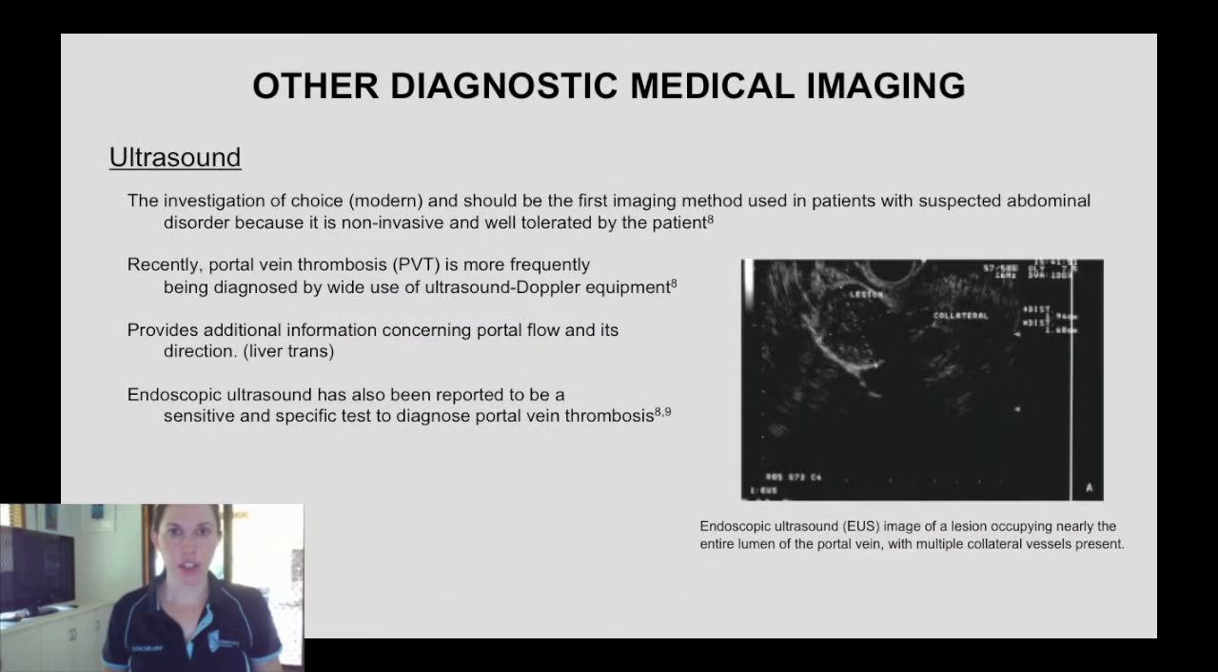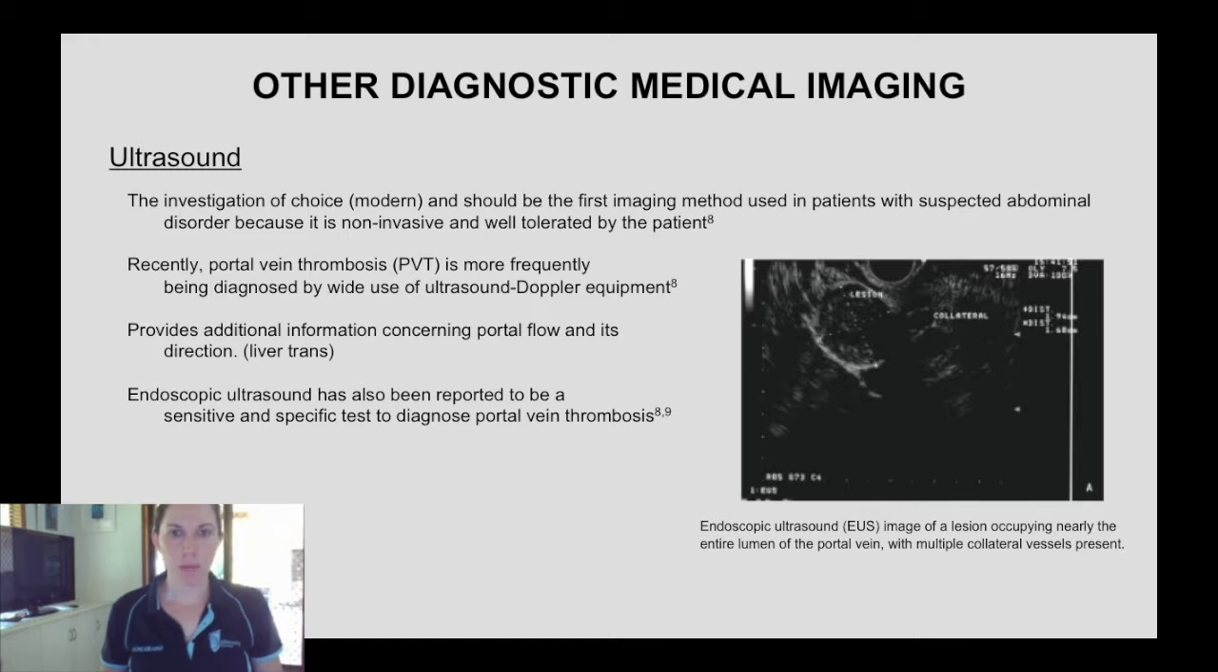Ultrasound is the investigation of choice and should be the first imaging method used in patients with a suspected abdominal disorder because it is non-invasive and well tolerated by the patient. PVT is more frequently being diagnosed by a wide use of ultrasound Doppler equipment. Doppler ultrasound is highly accurate at detecting thrombosis involving the trunk of the portal vein and intrahepatic branches, as it has a sensitivity of 89% and specificity of 92%. Furthermore, it provides additional information concerning portal flow and its direction.